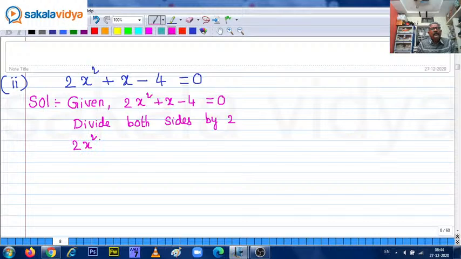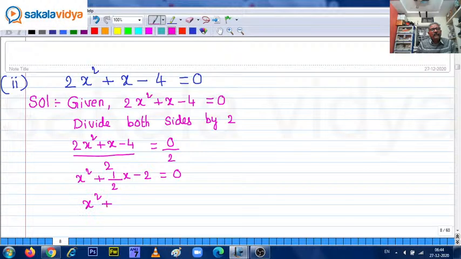2x square plus x minus 4 upon 2 equals to 0 upon 2. This we can write 2x square by 2 x square plus this is half times x, or x by 2, minus 4 by 2 is minus 2 equals to 0. This we can write x square plus half times x equal to 2.